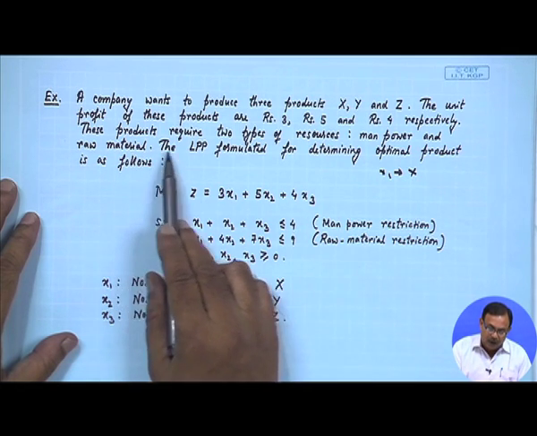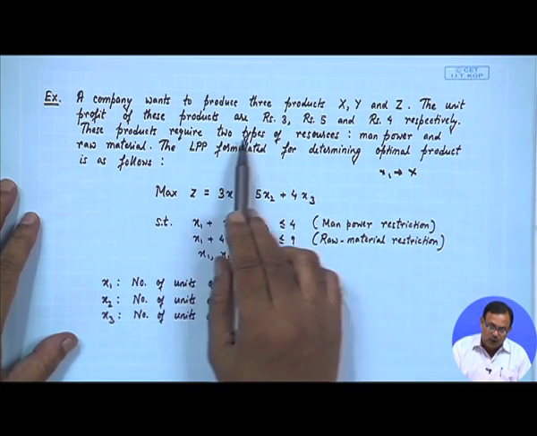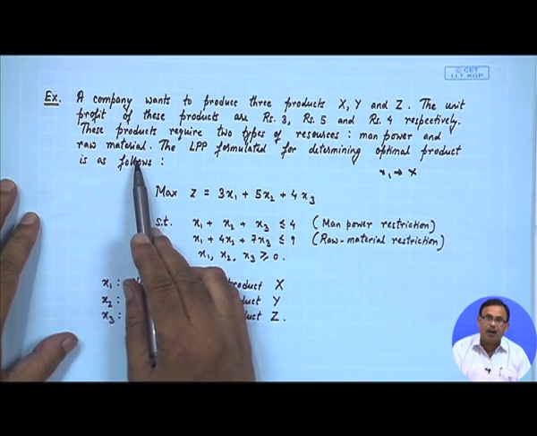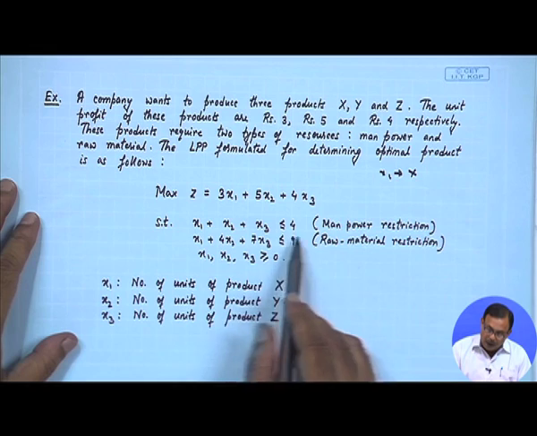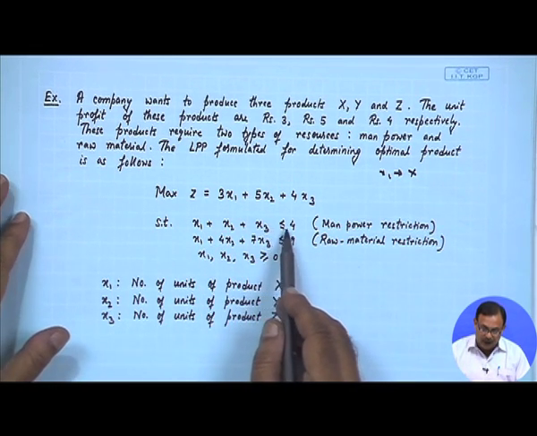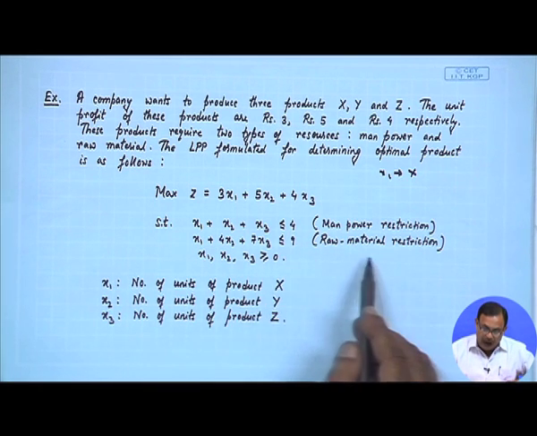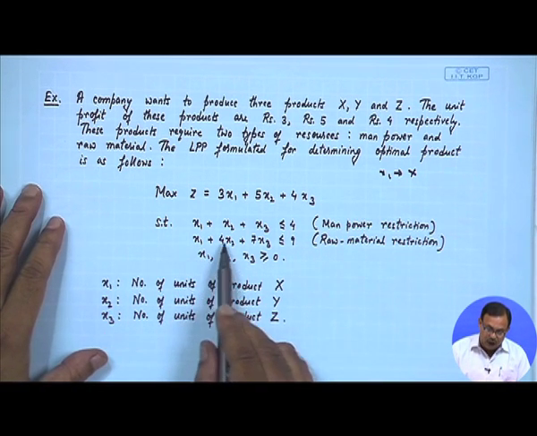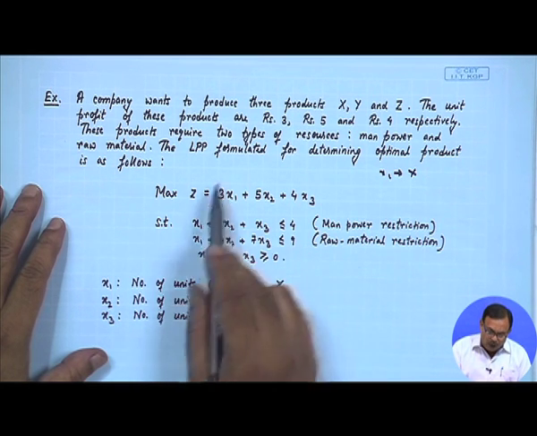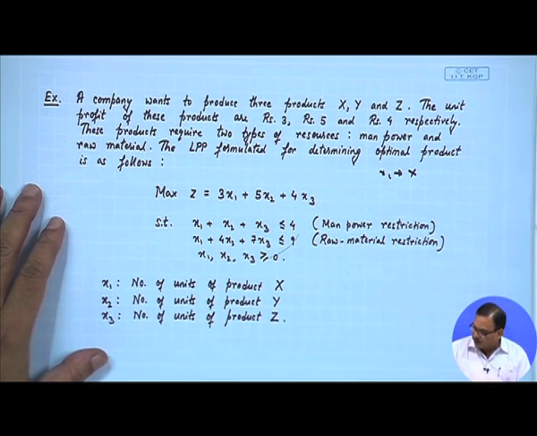These products require 2 types of resources, manpower and raw material. What is the manpower restriction? I am saying x1 plus x2 plus x3 is less than or equal to 4, and the raw material restriction is x1 plus 4x2 plus 7x3 is less than or equal to 9. So, my problem is this one.